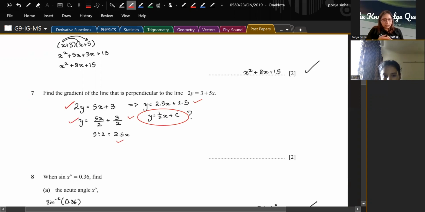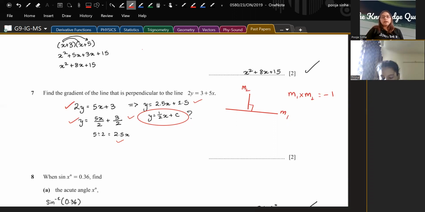Now tell me how do we figure out, suppose there are two perpendicular lines, right? So one line is like this and one line is like this, correct? These are perpendicular lines. If the gradient of this line is m1 and the gradient of this line is m2, then what do we say? m1 multiplied by m2 is equal to what? -1.